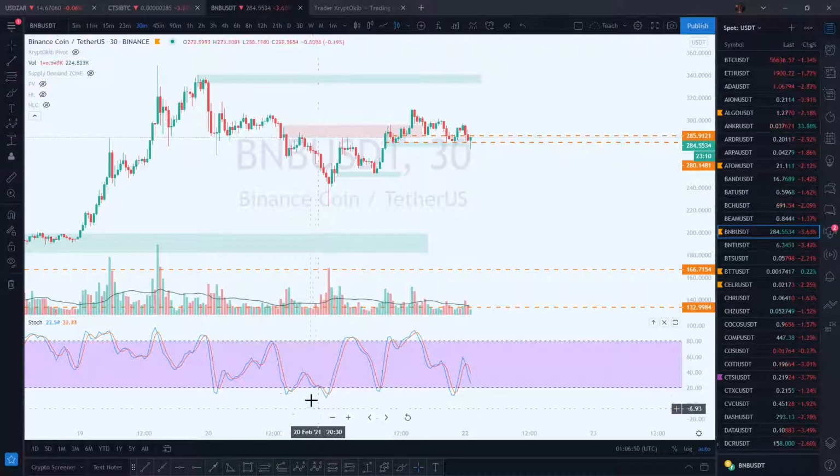So the moment stochastics became oversold here, which is the point you want to start looking for buys, right? If you start buying the moment it became oversold, at this point here, what happened? It came into the neutral region, but not much profit, only to come crashing back down. But look at it here again. It became oversold there again, and then it crossed over, assuming you bought the moment it crossed over right on this point.